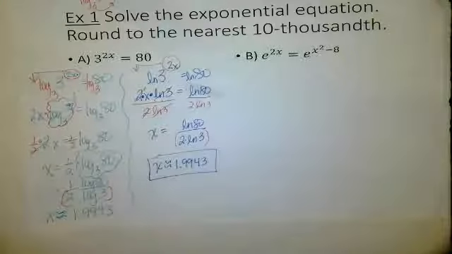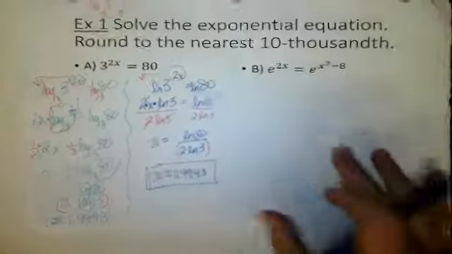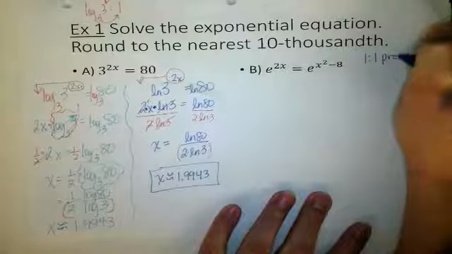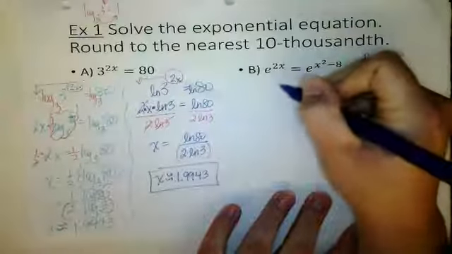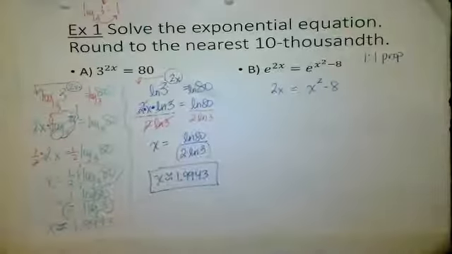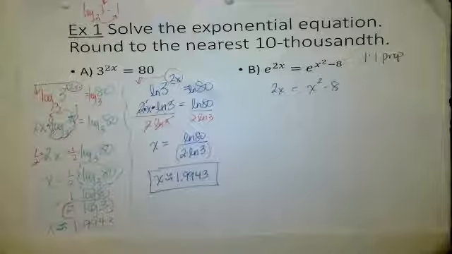Okay? All right, letter B. What property are we going to use to solve that? One-to-one property. Because they have the same base, we know that 2x is equal to x squared minus 8. And then how do you solve that?